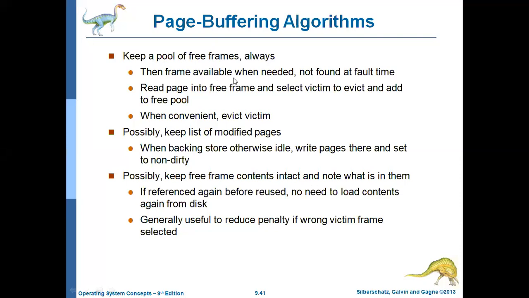So whenever a frame is needed, it is available, not found at fault time. Read the page into a free frame, then select the victim to evict and add it to the free pool. When the backing store is otherwise idle, write pages out and set them to non-dirty. Non-dirty is nothing but your modify flag. Possibly keep free frame contents intact and note what is in them. If referenced again before reuse, there is no need to load the contents again from the disk. This is generally useful to reduce the penalty if the wrong victim frame was selected.